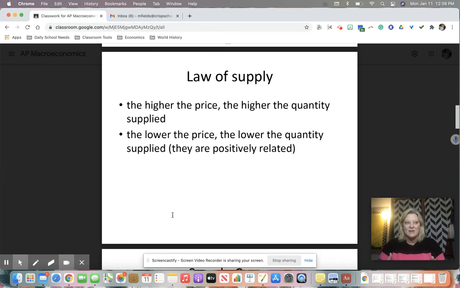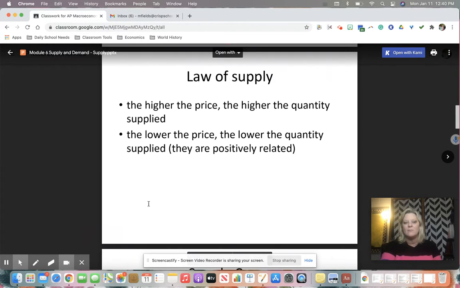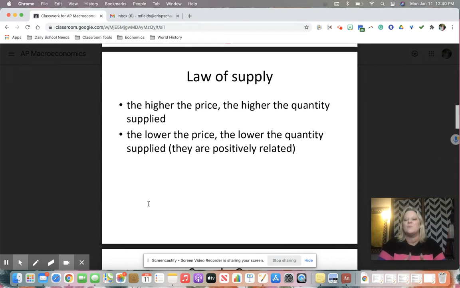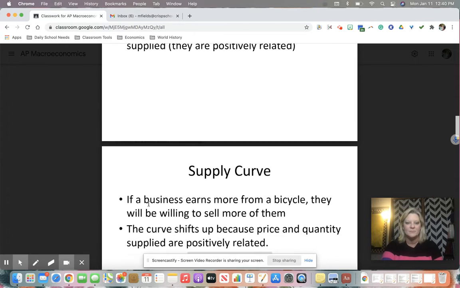So the idea here is if you could sell something for $1 million, you would, and everybody else would want to as well. So the higher the price, the more people would want to sell. And the lower the price, the fewer that people will want to sell. So these are positively related because price and quantity supplied go in the same direction. They both go up together and they both go down together. So when price goes up, quantity supplied also goes up. When price goes down, quantity supplied also goes down.